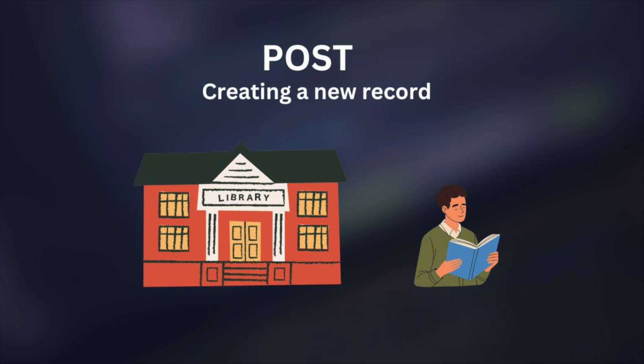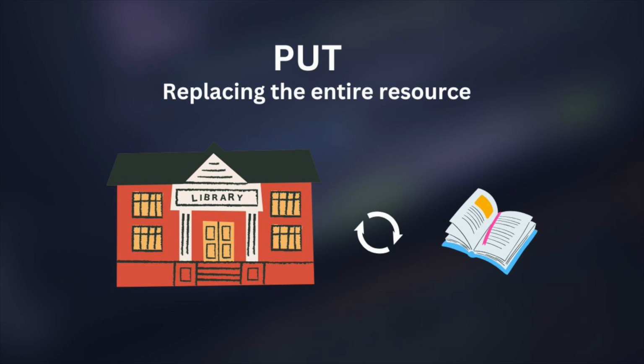So borrowing means taking the book to the home. So you are making a new record, which is equivalent to a post request. Once you are done reading the book, you go to the library and ask the librarian to change the book with the newer edition. So you are making a put request.